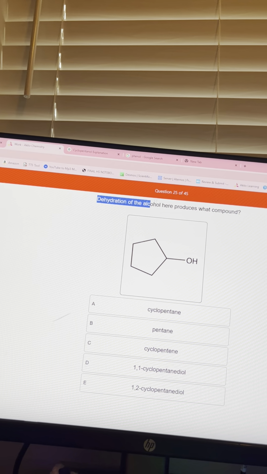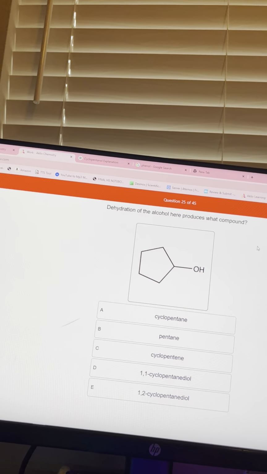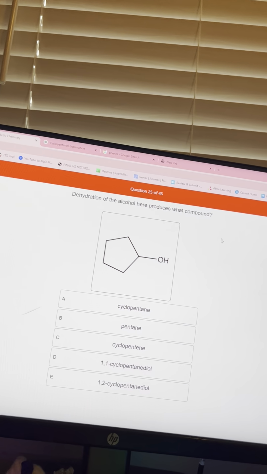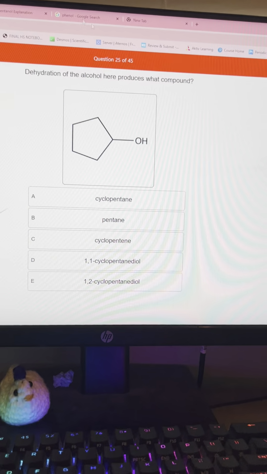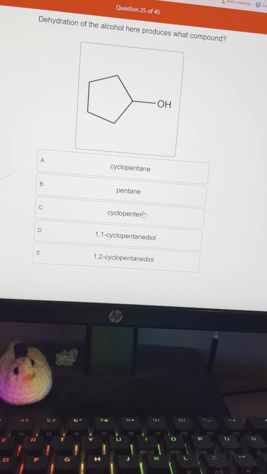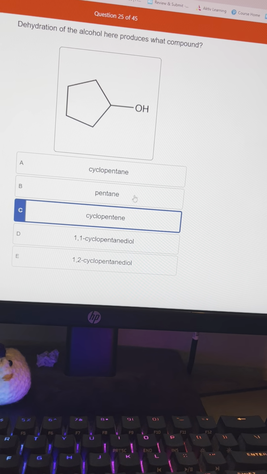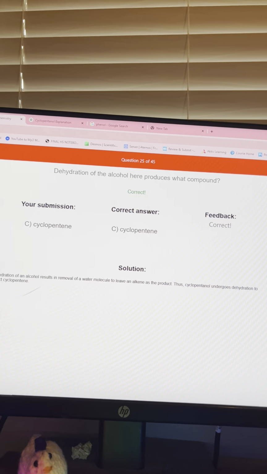So if we were to dehydrate alcohol here, it's going to remove the alcohol from it. And remember, dehydration always yields an alkene. So we're looking for something that ends with -ene. So this is the only one that has that, so cyclopentene.